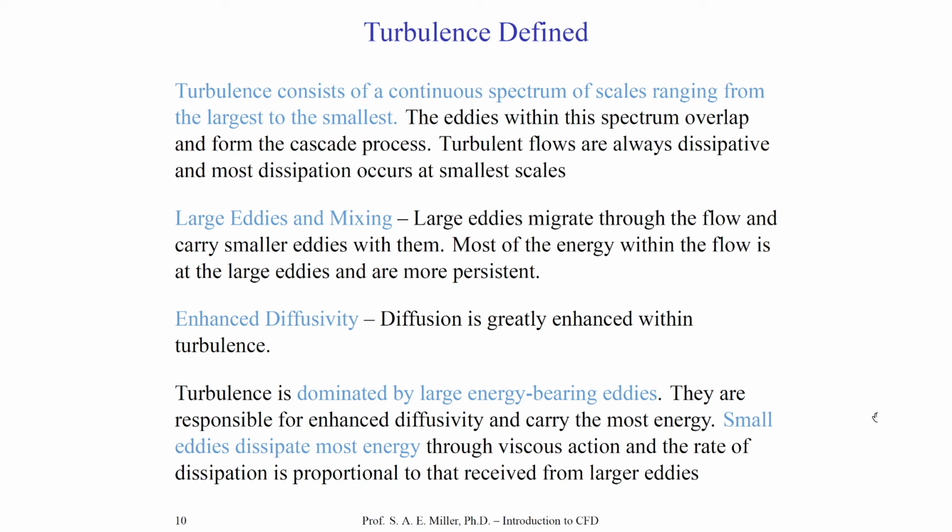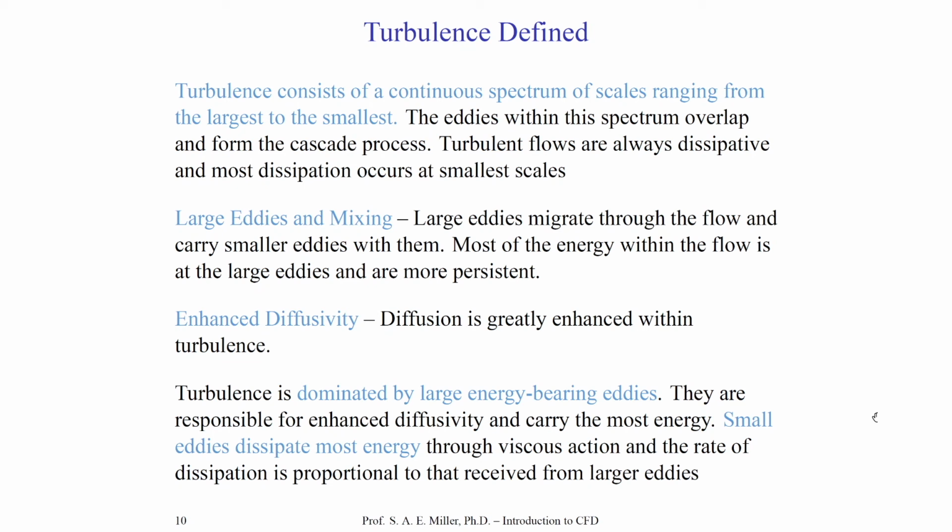Turbulence is usually dominated by large-scale energy-bearing structures, or in this case, we call them eddies, and they're responsible for the enhanced diffusion that carries most of the energy. Not only most of the energy, but of course, a lot of the diffusion effects. Smaller scale eddies are responsible for dissipating most of the energy in the flow eventually as the energy moves from large-scale structure to small-scale structure through the energy cascade.